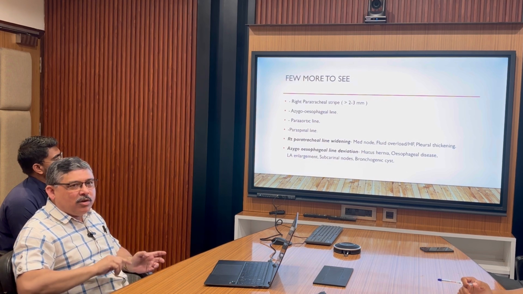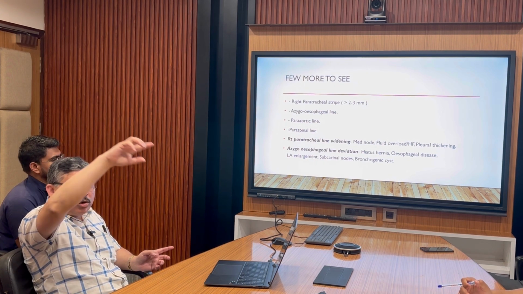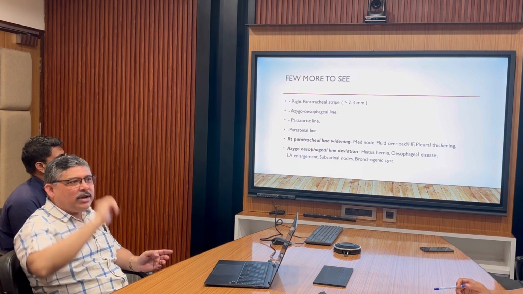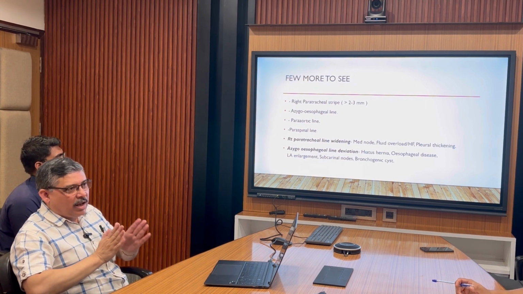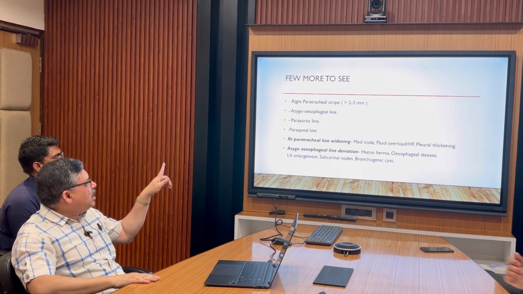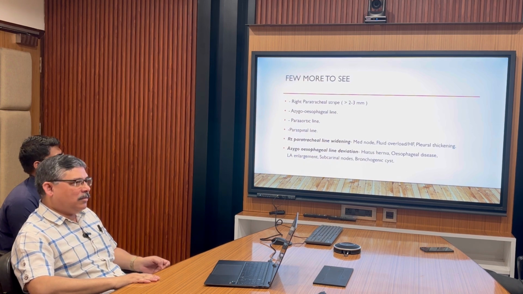Azygo-esophageal line. The azygos vein will go up and drain into the superior vena cava, if I'm not wrong. So it will drain into the superior vena cava. That azygos vein silhouette can be seen by the side of the esophagus. You will see the para-aortic line, you will see the paraspinal line.